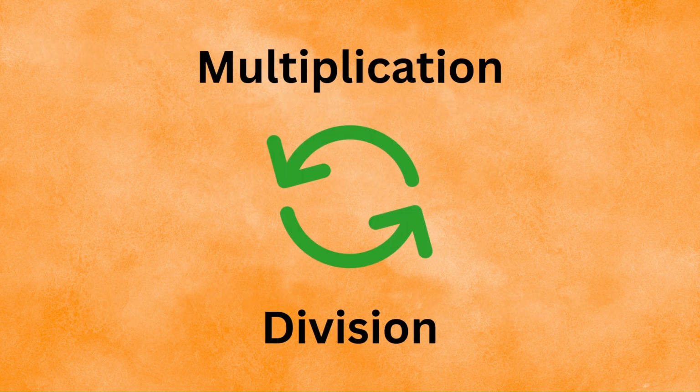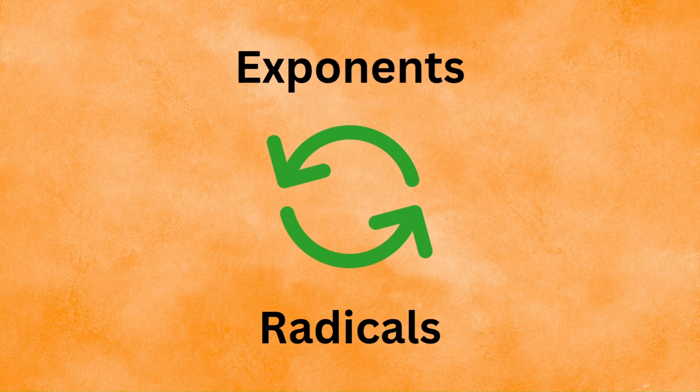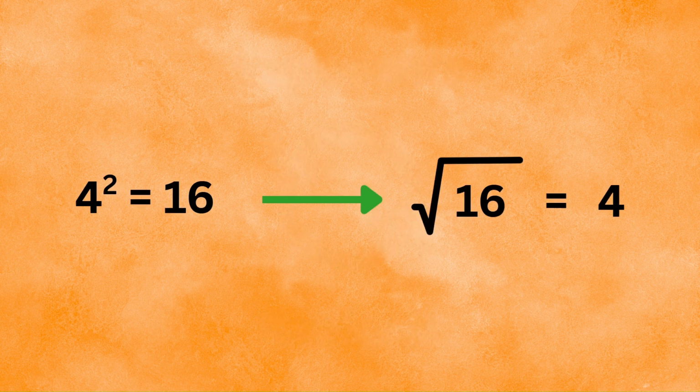So remember how multiplication is the opposite of division? Well, exponents are the opposite of a thing called radicals. So when you have 4 to the power of 2 equals 16, the opposite of that would be the square root of 16 equals 4.